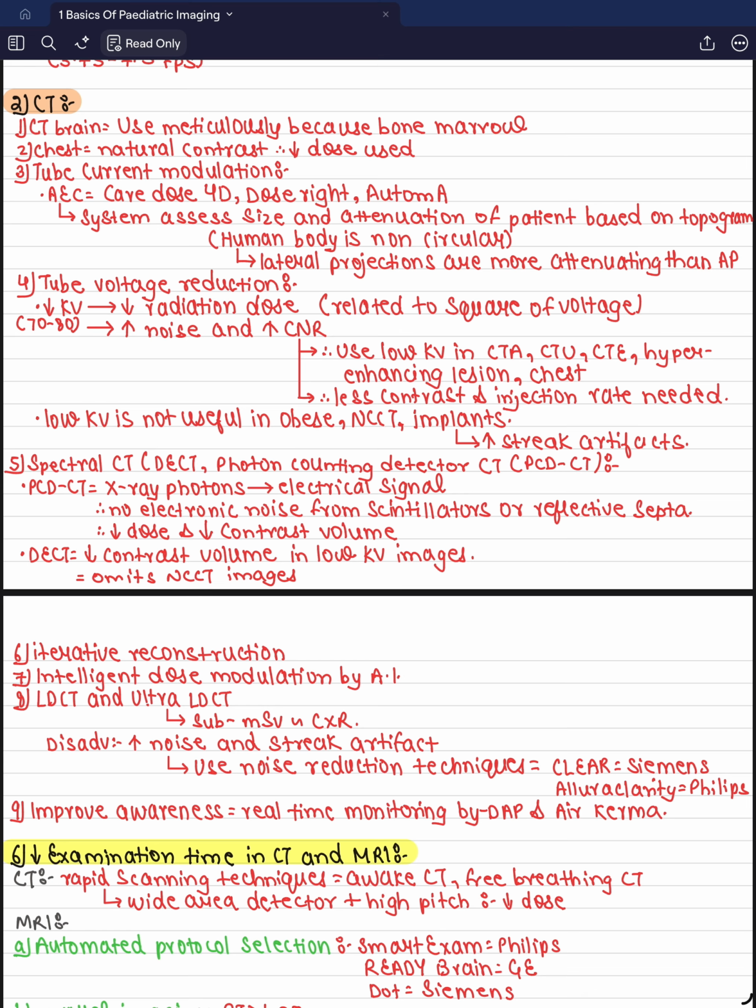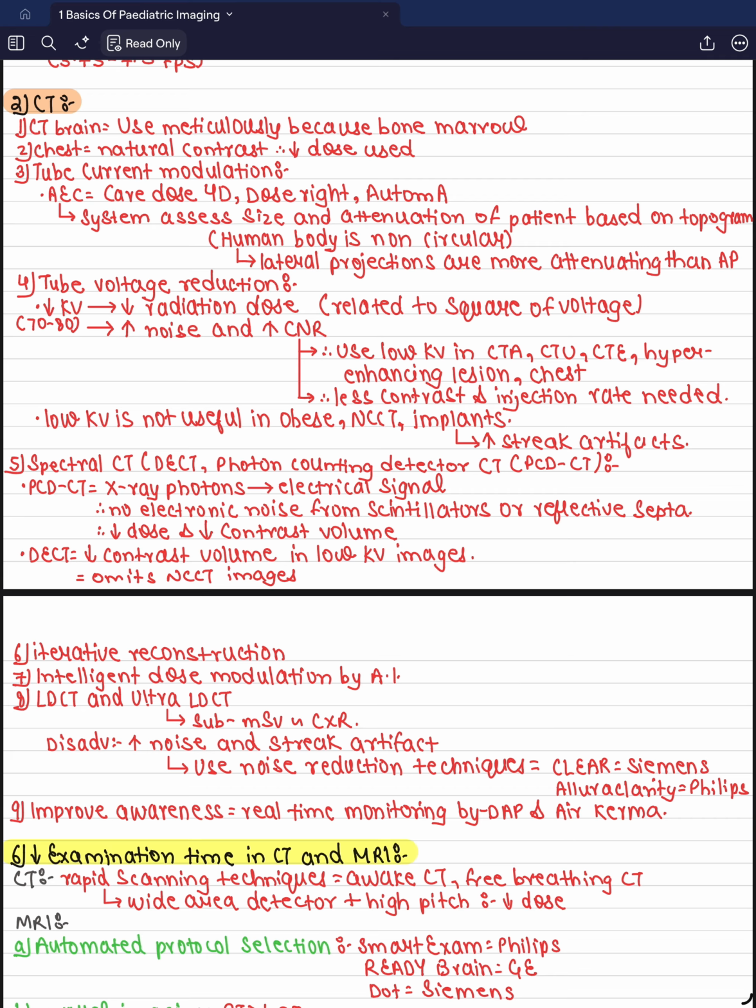Similarly, we have tube voltage. So we should use less tube voltage. It will decrease the dose. If you use low kV like 70 to 80 kV, it will decrease the radiation dose. How is it related? It is related to the square of voltage. Okay, but what is the disadvantage? If you use low kV, the noise will increase, but the CNR, contrast to noise ratio, will also increase. So this is important. Low kV leads to high contrast.